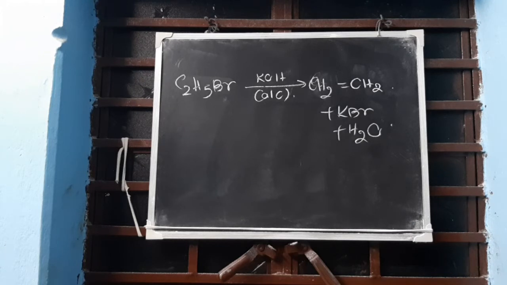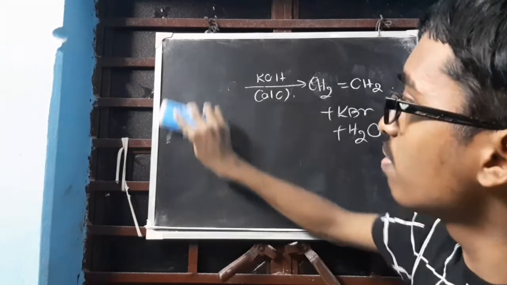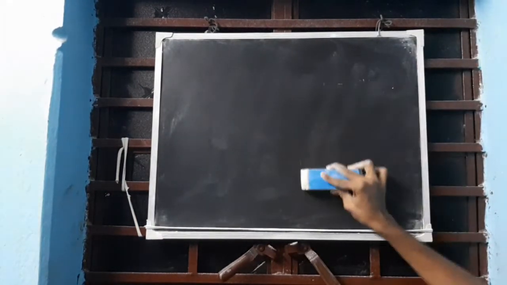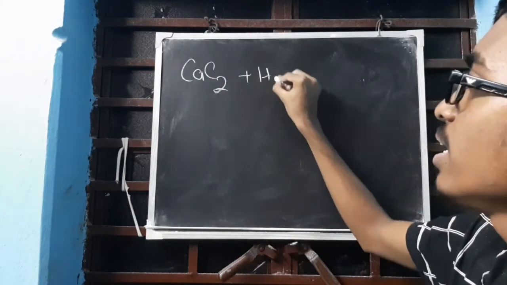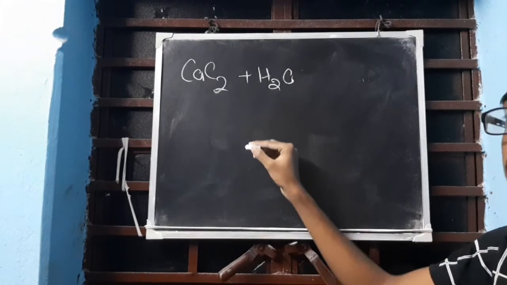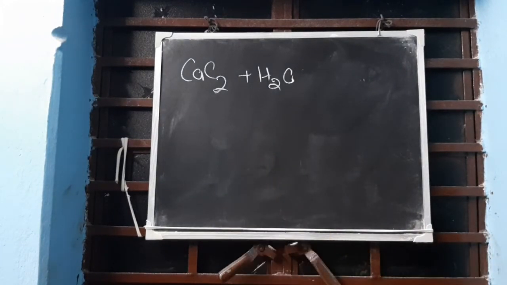Next we are moving on to the last part, alkyne. In alkyne we have the preparation of alkyne only, and that is also from two things. The first thing is calcium carbide. From calcium carbide, how will you prepare an alkyne? That alkyne is ethyne. Not ethylene, it's ethyne. Don't say ethylene. Ethylene is so different. That is ethene.